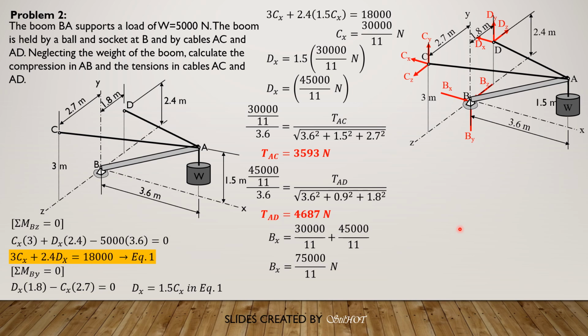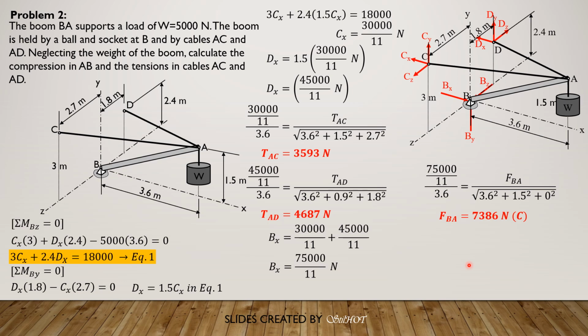Then by equal ratios, BX as to 3.6 equals force in BA as to the square root of 3.6 squared plus 1.5 squared plus 0 squared. There's no z component for BA. So finally, BA is equal to 7386 newtons, and it is in compression. So these are tensions, so understood tension.